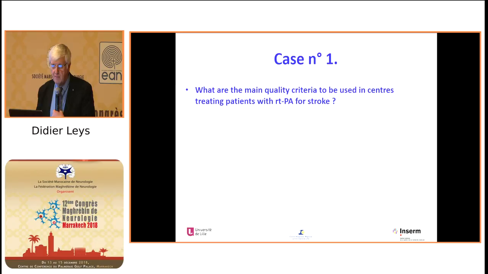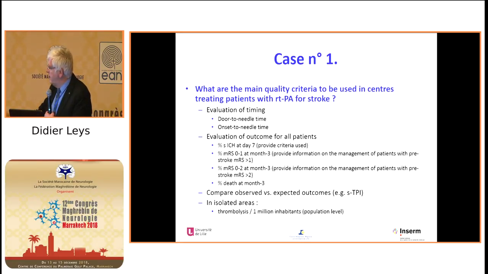Who can give some idea on the level of the patient? But here I am asking, what do you monitor in your center? For instance, monitoring, I will show here, the evaluation of timing. You have to monitor your door-to-needle time. The quality criteria, I think we probably have to lower to 40 minutes now.